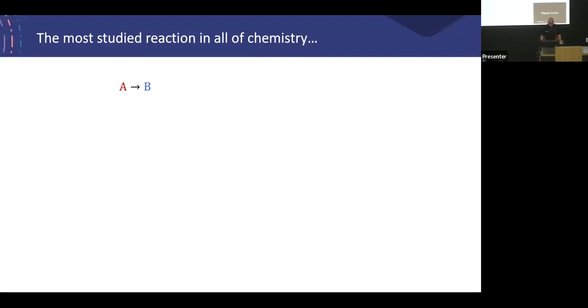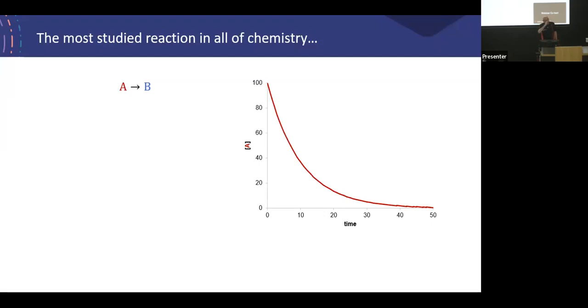If we assume that it takes place in a single step, that it's an elementary reaction, then we can predict how A is going to change with time. Okay? So how does this reaction proceed? Well, this is what happens, as I'm sure we're all familiar. Chemical A monotonically, so smoothly, changes over time, doesn't jump around, monotonically and exponentially decays with time. This is what we expect.